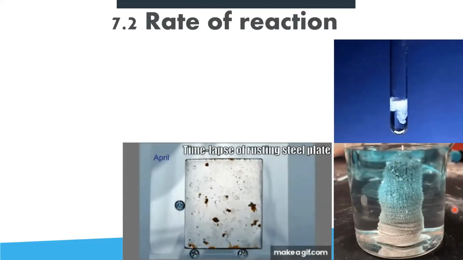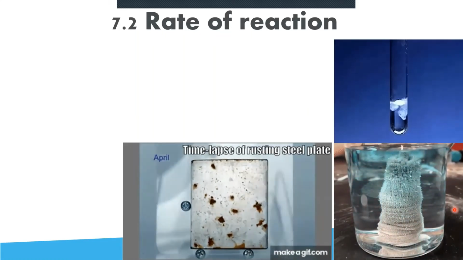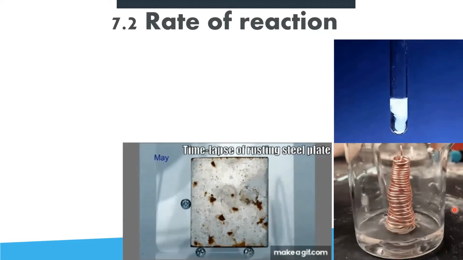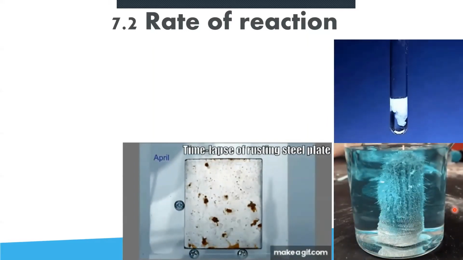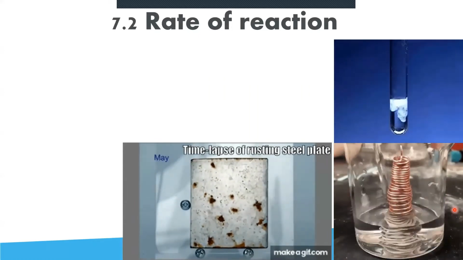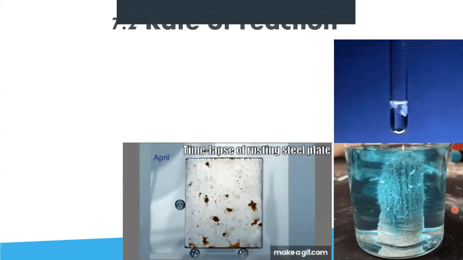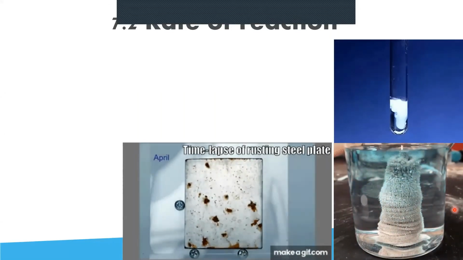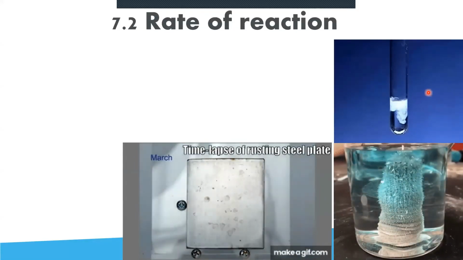So what is a rate of reaction? One student, Aban, mentioned that how quickly the reaction takes place is the rate of reaction. So how quickly or how slowly? All right, it's not only about how fast it is. If you take a look at these three animations, you can see the first diagram.